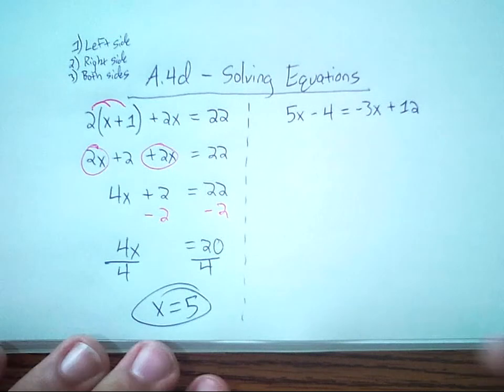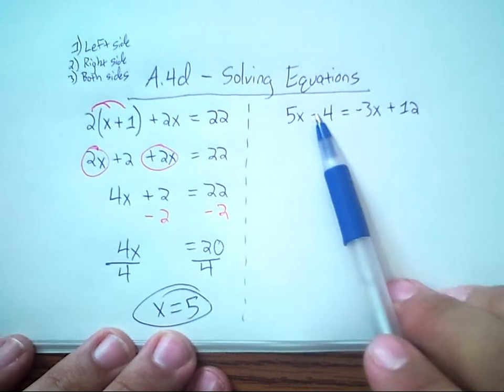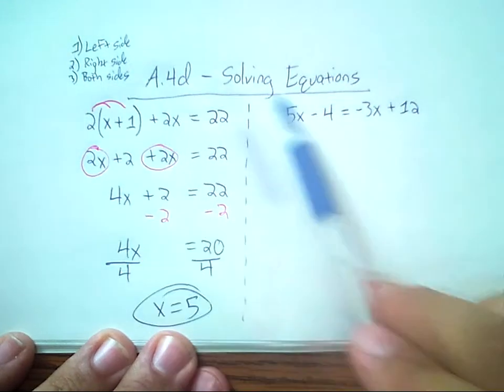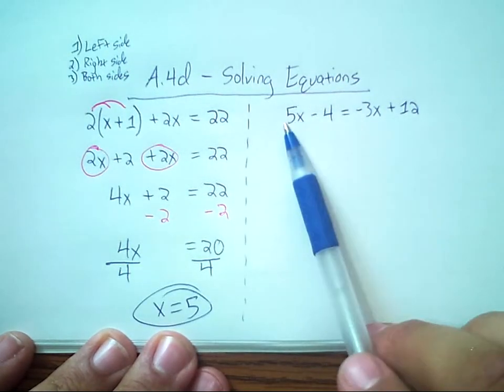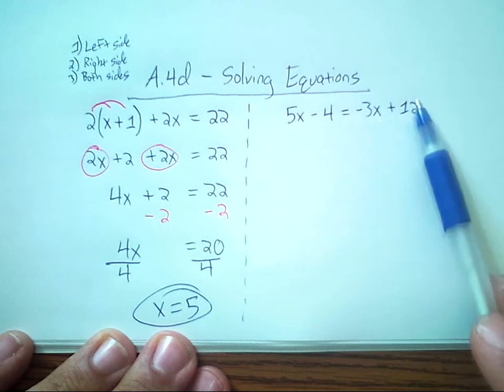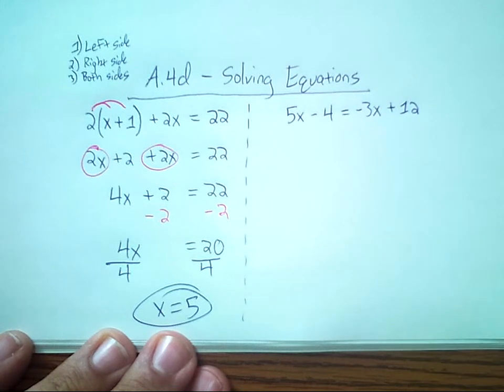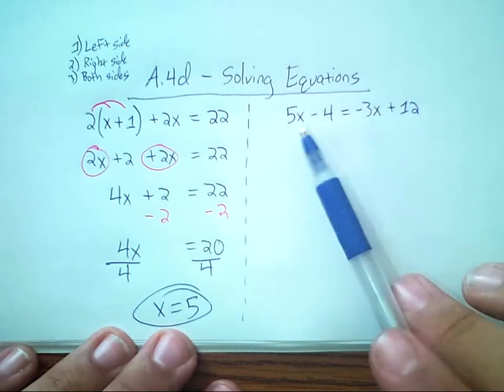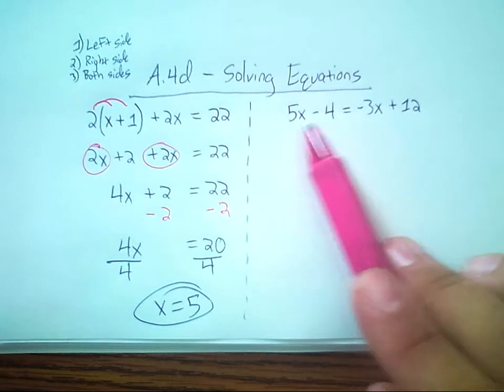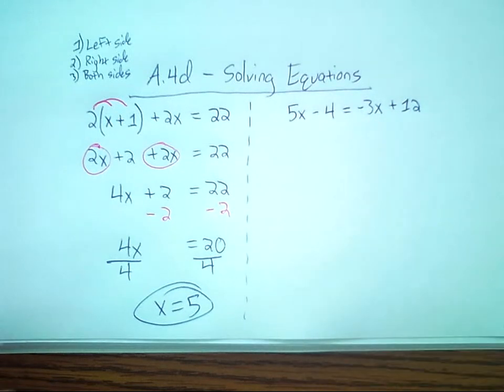All right. Now over here, the second problem, we have 5x minus 4 equals negative 3x plus 12. Well, the steps say to do the left side first, but you can't do anything to these. You can't put them together because that has a variable and that's just a number. So let's move to the right side. Still nothing to do. All right, so we're going to start doing stuff to both sides. And if you notice by now, there's two x's. There's a 5x and there's a negative 3x. Get rid of one of them.